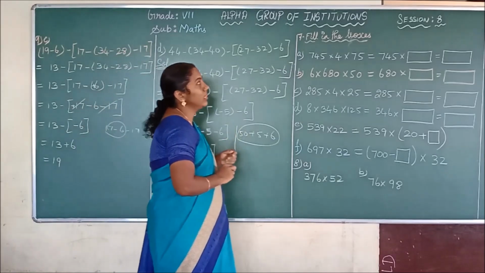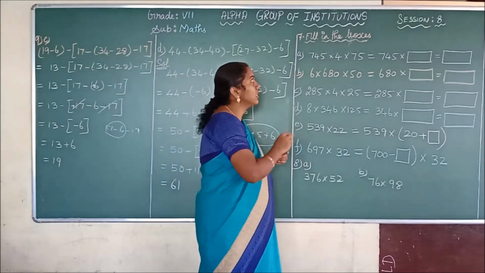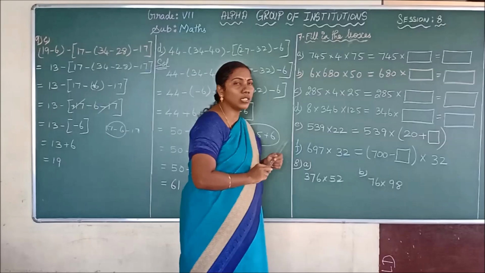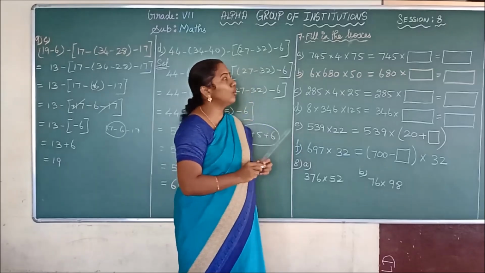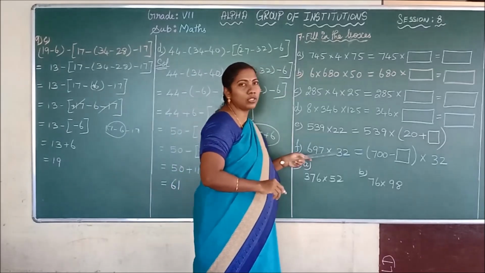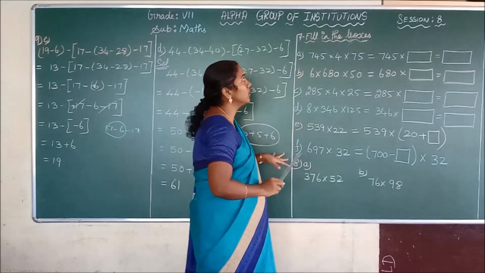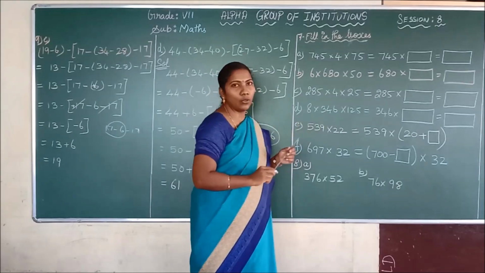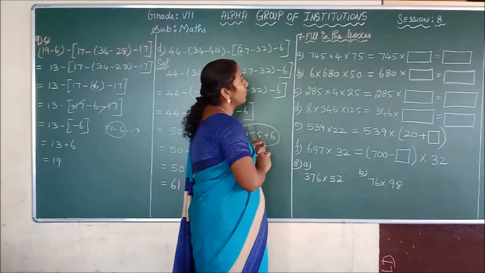Next, we are going to see your homework sum. That is sum filling the boxes. In the book, they are asked to write the properties for these questions. But I have simplified your questions. You just fill the boxes. Okay. What is the first question?